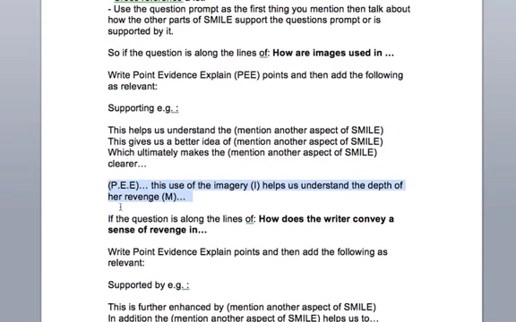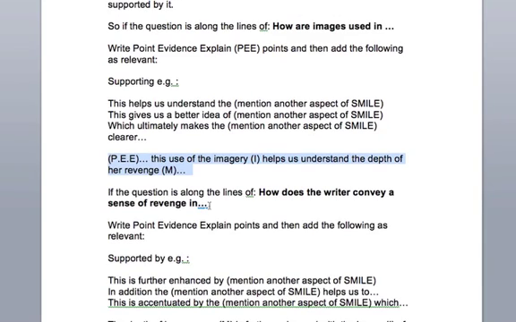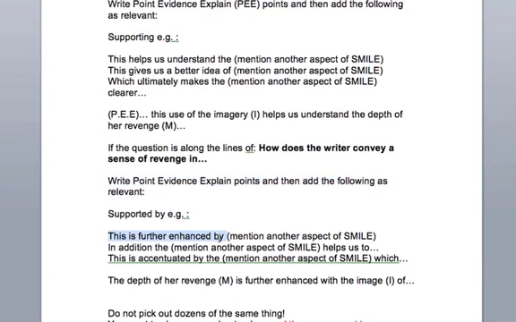Now if the question is flipped, so it's looking more at being supported by rather than supporting, the question would be along the lines of how does the writer convey a sense of revenge. Here you've got the meaning, and it's asking how everything else is getting it across. How are the image, language and structure helping us understand this meaning? So again, you write a point, evidence, explain, point, and then add the following as relevant. You can say this is further enhanced by, and mention something from SMILE. In addition, the something helps us to, again something from SMILE, and this is accentuated by which.